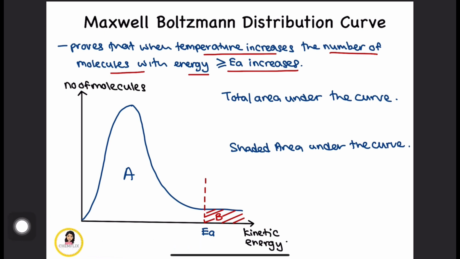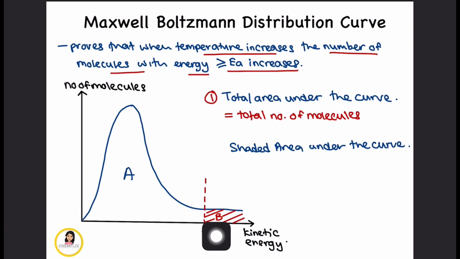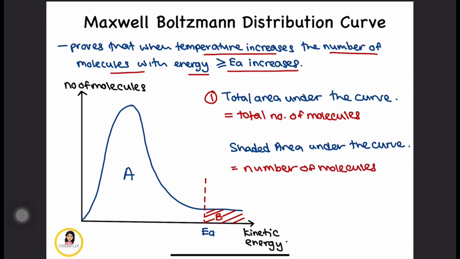So firstly, what information can we retrieve from the curve? It would be the total area under the curve, which is equivalent to the total number of molecules present in the reaction. Next would be the shaded area under the curve, which I have labeled as B. This would represent the number of molecules with energy greater or equals to the activation energy.